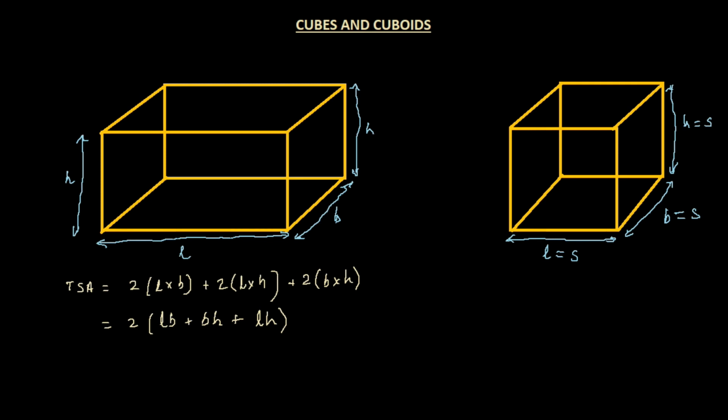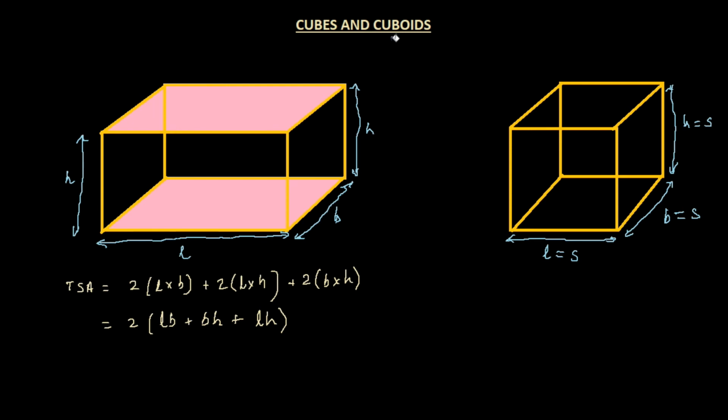Now we come to something which is known as the lateral surface area. Lateral surface area is only the areas on the sides. It does not include the top and the bottom. So that means from the formula of the total surface area, we need to take out the area of these two shapes at the top and at the bottom. And since we know that the area of these two shapes is length times breadth, we will just remove length times breadth from that. So the lateral surface area would be 2 times (BH plus LH). Now BH is the area of the left and right face, and LH is the area of the front and back face.